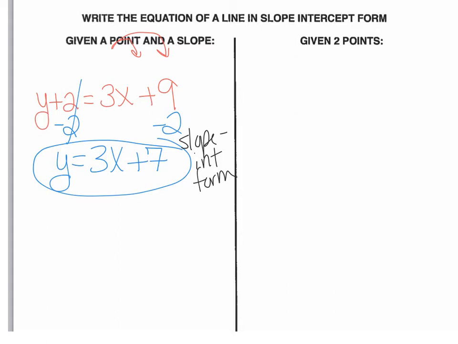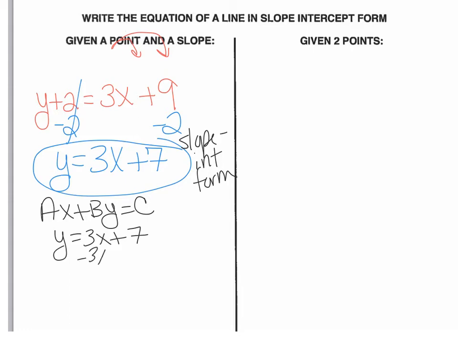Okay, but now let's see what happens when we want to take it into standard form, right? So remember, the standard form is ax plus by is equal to c. And right now we have y equals 3x plus 7, right? So if you recall from the previous video, if we have y equals 3x plus 7, we need to move the ax to the left. So I'm going to take away 3x from both sides so that I have negative 3x plus y is equal to 7.